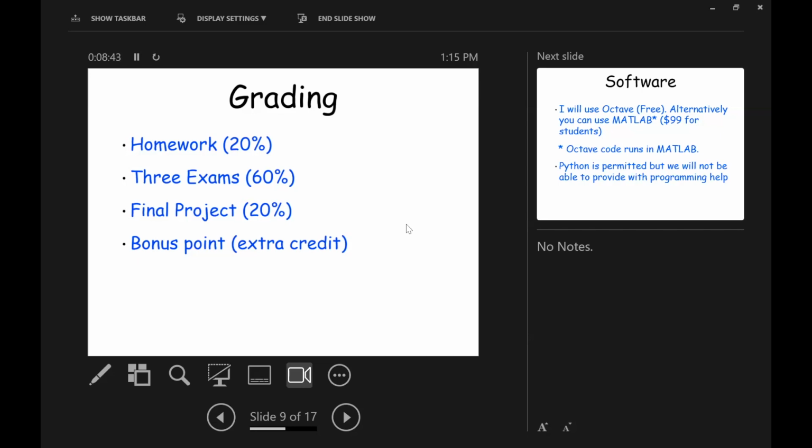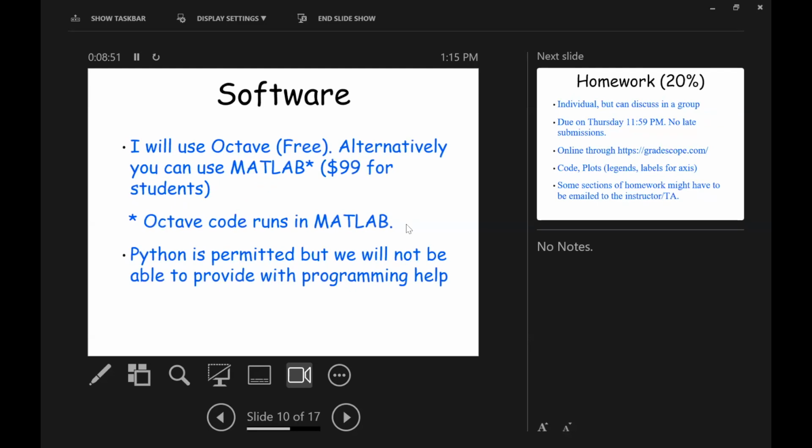So homework is 20%, 3 exams, 60%, and final project is 20%, no finals. So my philosophy, I don't want you to pay money for this course, other than the tuition which UIC charges you. So I'm going to use Octave, which is free. Now, if you like MATLAB, don't worry. Just take the code which I write here, put it in MATLAB. It'll run just fine. Okay, so you can use Octave, which I'm going to use, or you can use MATLAB. It costs $99, but you might have it because you already took CS 109.